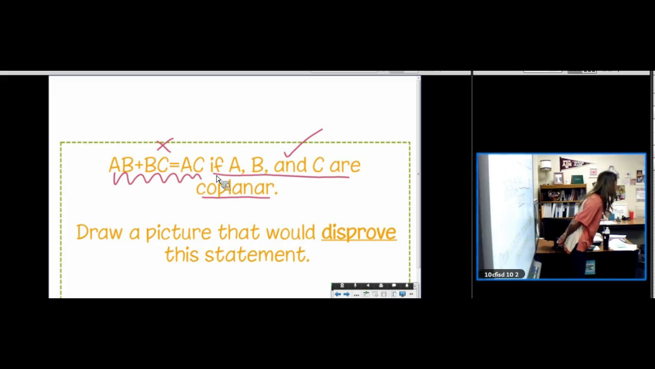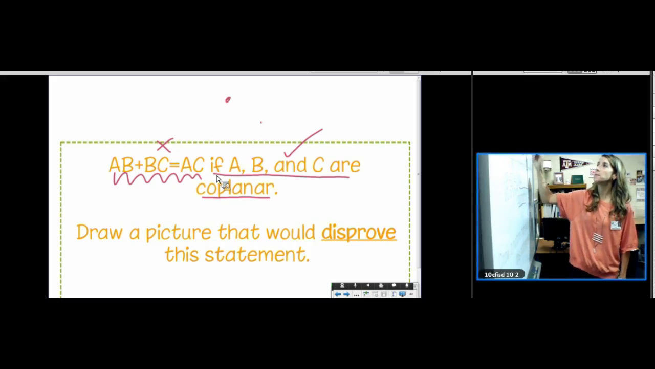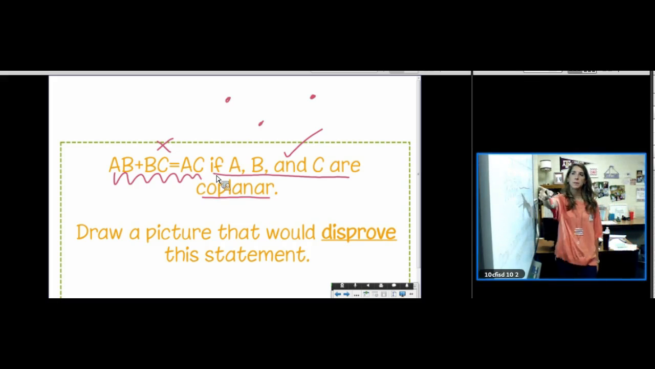What is the key to this? Do not put A, B, and C on the same line. Don't make them collinear. They have to be coplanar. The hypothesis said so. They have to be in the same plane. But put the dots to where we want this to be false.